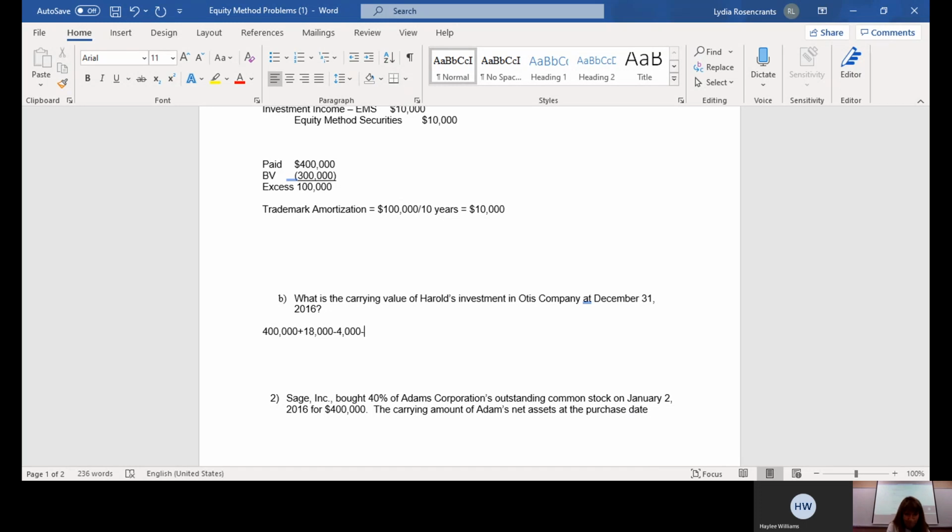Minus 4,000 minus 10,000. And that is equal to 404,000. So on the balance sheet on 12/31, we will report equity method securities of 404,000.